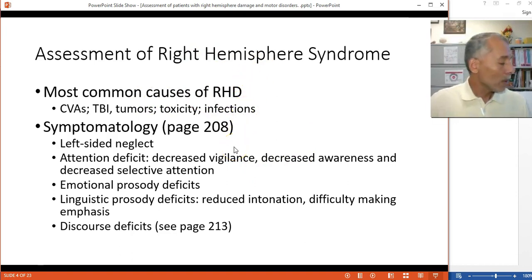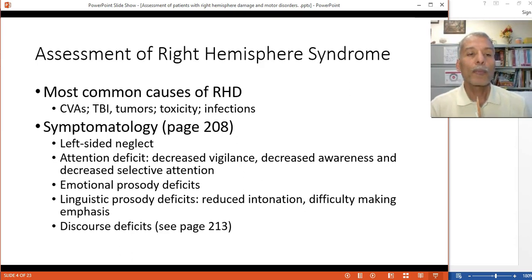In terms of symptoms, for a complete list of symptoms, refer to page 209. One of the most common symptoms is left-sided neglect. Here you take the line of symmetry from this area and split the face in half. So you have a right side and a left side, and this right side has its own nerves. It has its own muscles that are mirror images of the other side.